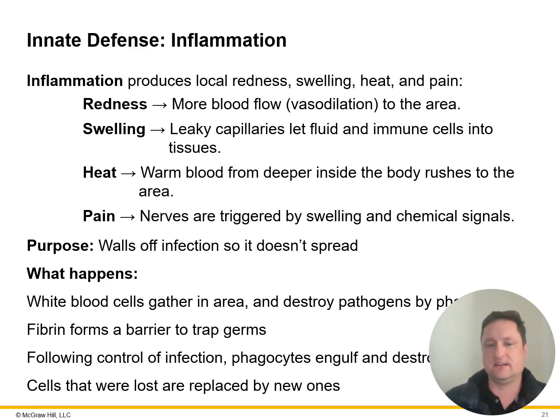All right, our next innate defense is inflammation. So inflammation is the body's rapid local response to injury or infection. When inflammation occurs, we will see four signs. We'll see redness, swelling, heat, and pain. The redness comes from vasodilation. So that is our body sending more blood to that area.